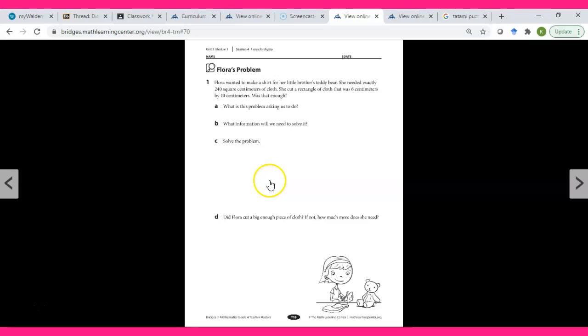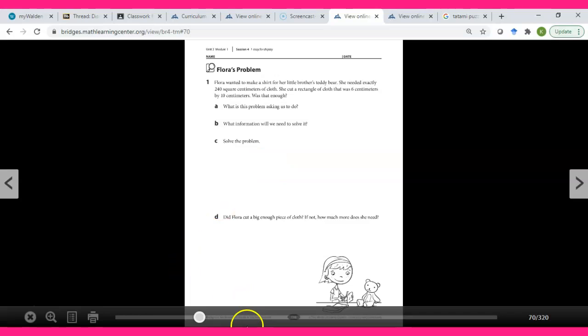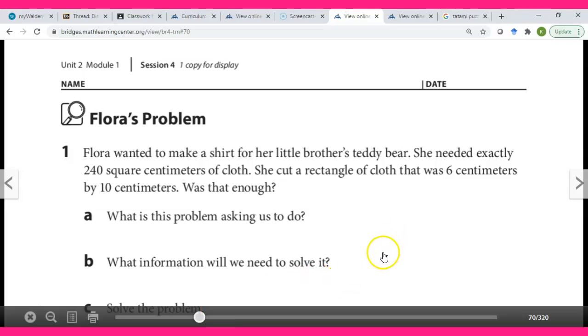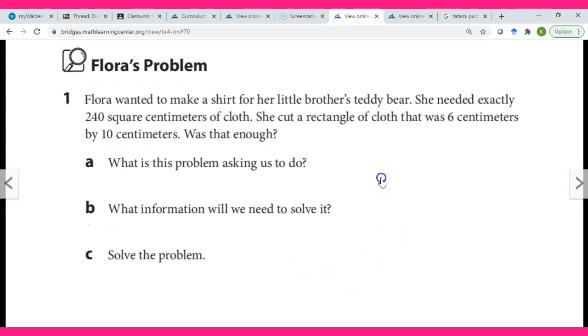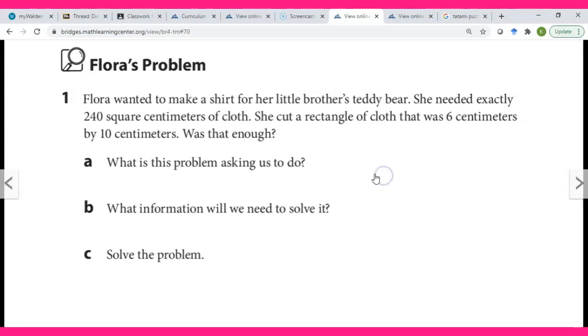For today's lesson, I'm going to be looking at this Flora problem. When we meet for Zoom today, this is what we're going to be focusing on and practicing. I'm going to read this to you, and then I want you to think about it, and when you come to Zoom today, we are going to work through these problems together.